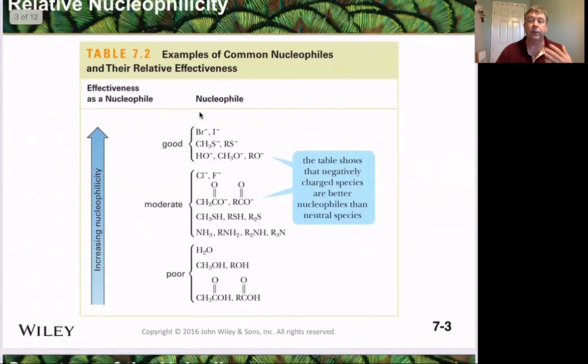One of the things that you can actually compare here is that all the good nucleophiles have negative charges and have lone pairs that they can donate to the system. In the moderates, we now have some negative charges, but we also have negative charges that are delocalized, like acetate ions. We also have neutral species that contain sulfur and nitrogen. In the poor nucleophile section, we now have neutral species that contain oxygen.